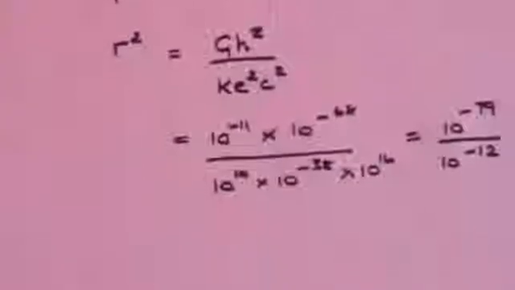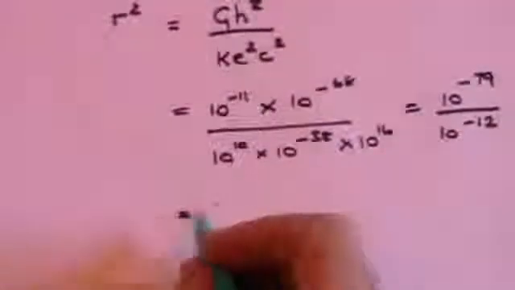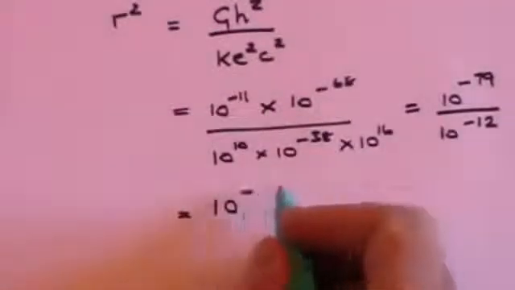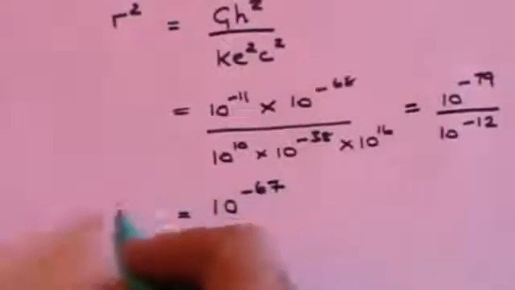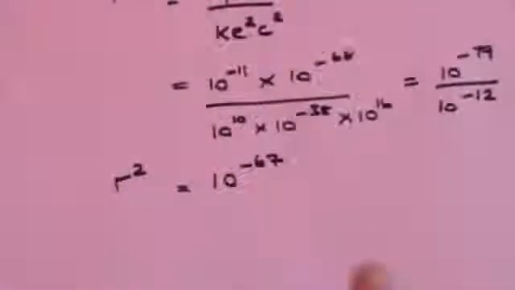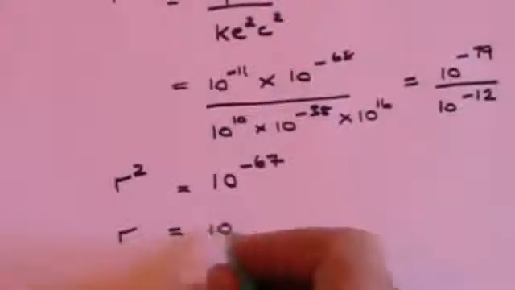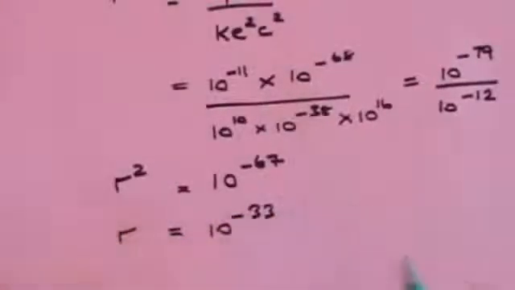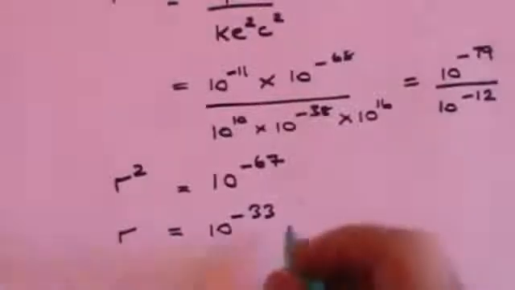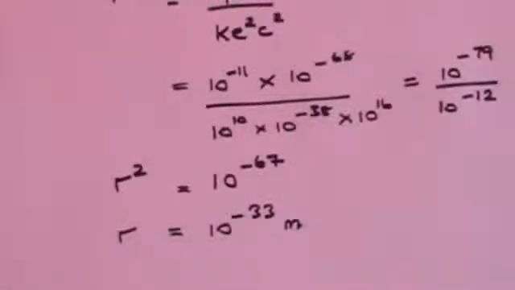And that of course is going to become 10 to the minus 67. And that of course is r squared, which means that r is, to all intents and purposes, 10 to the minus 33 meters. So when 2 electrons are 10 to the minus 33 meters, which is of course an amazingly absurd small distance, when they are that separated, the gravitational force and the electromagnetic force are the same.